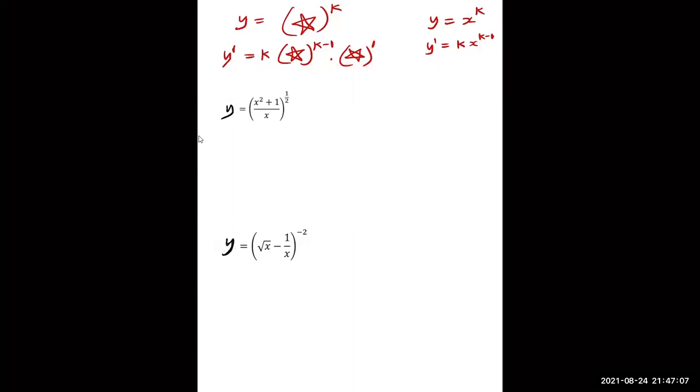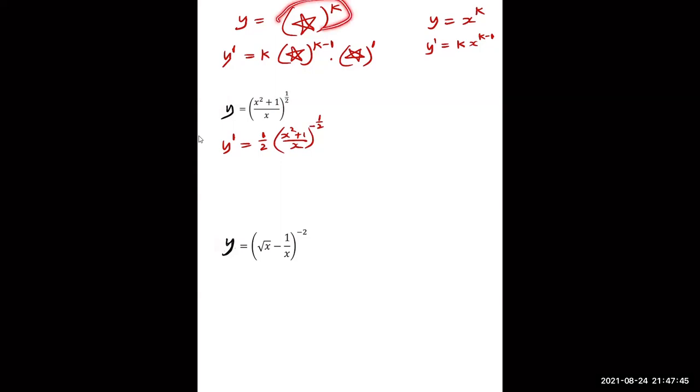All right. Now let's go back and do the same problem that we did earlier using the chain rule, using this shortcut, which I call the star rule. So my y prime is equal to, notice that in this case, my star is this function, x squared plus 1 over x. So to apply the star rule, I should have 1/2 times my star to the power 1/2 minus 1. 1/2 minus 1 means minus 1/2.